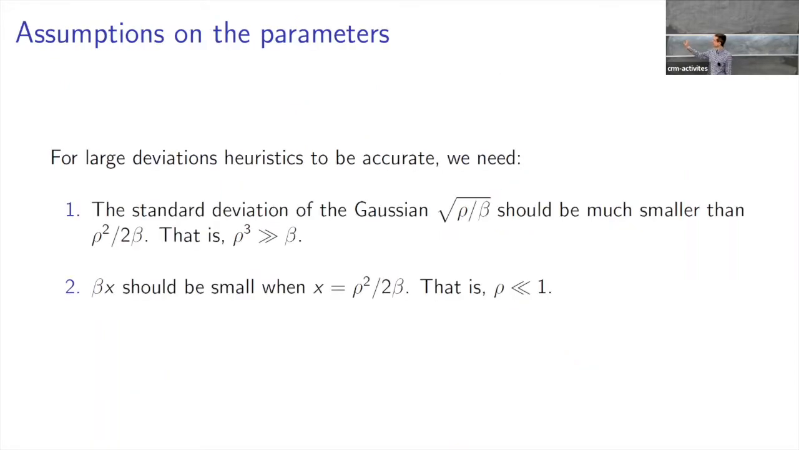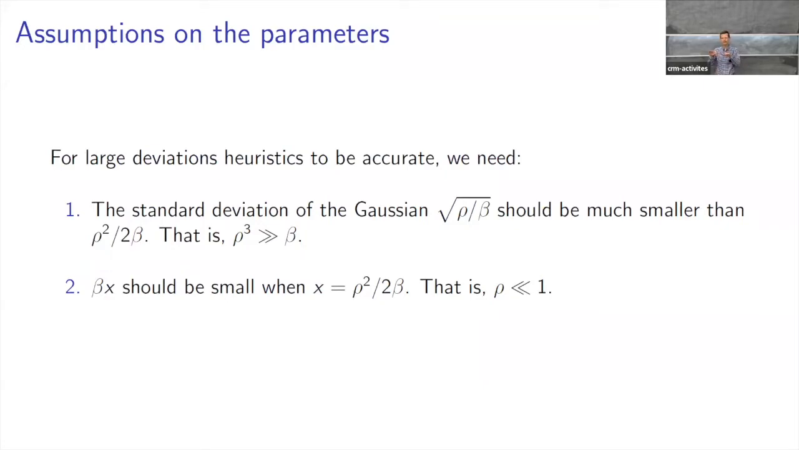The large deviations heuristics also tell us something about the assumptions that we should need on the parameters rho and beta. So we've seen that the empirical distribution of the locations of the particles after a long time should be approximately Gaussian with a standard deviation of the square root of rho over beta. So most particles should be within order the square root of rho over beta of the origin. And for these heuristics to make sense, that needs to be much smaller than the location of the fittest particles, which can be found near rho squared over 2 beta. And so that turns out to be equivalent to the condition that rho cubed is much larger than beta.